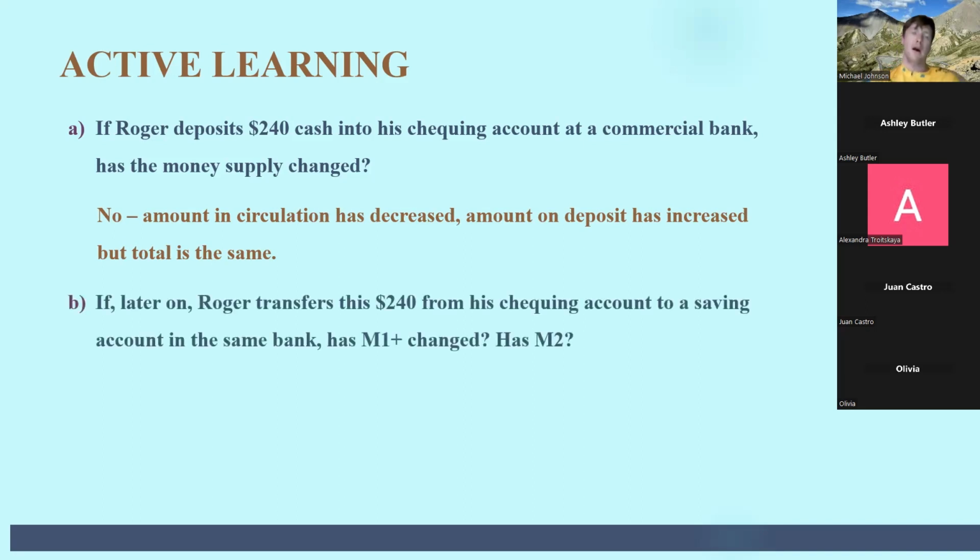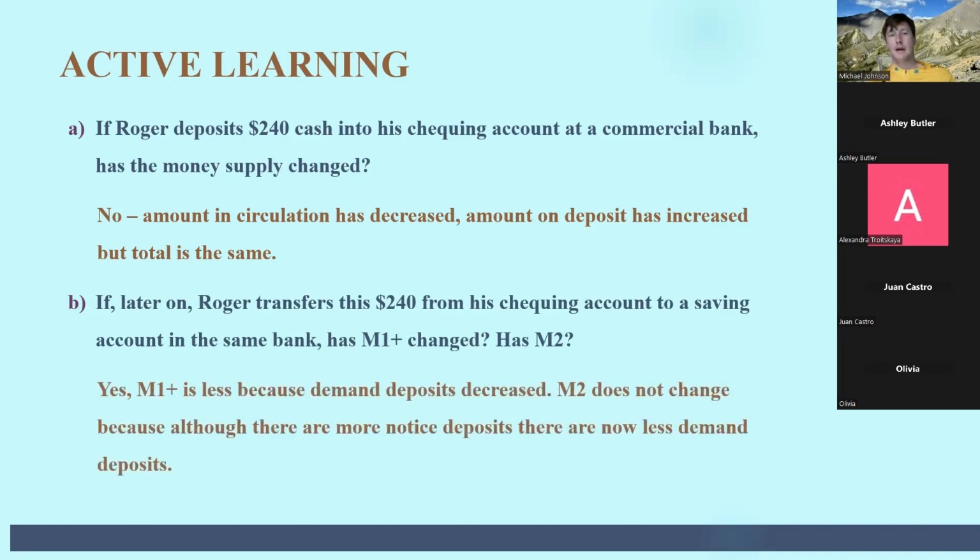But if later on Roger transfers this $240 from his checking account to a savings account in the same bank, has M1 plus changed? Has M2? His M2 has increased, so overall circulation has decreased. Good job. Excellent. So yes, M1 plus is less, circulation is less. That's great.